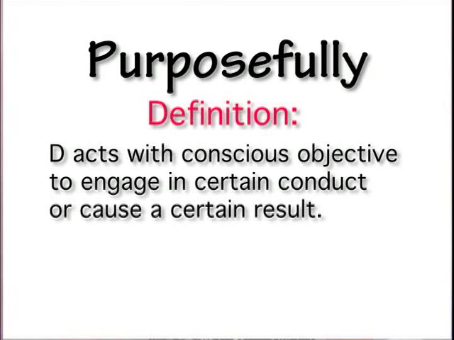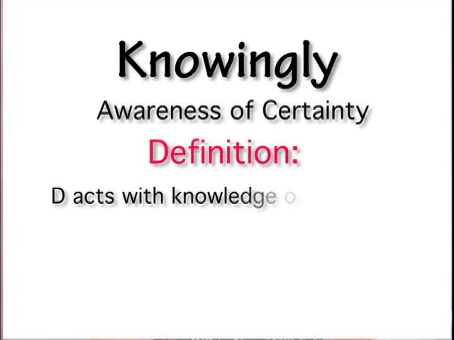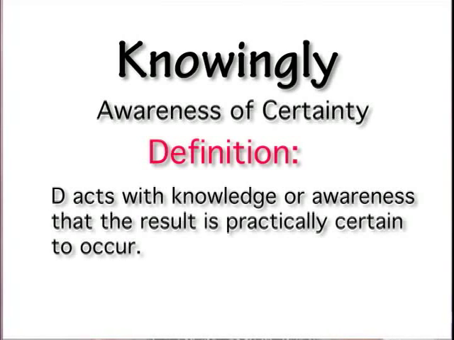Now let's move on to knowingly. Knowingly is basically awareness of certainty. Again, knowingly equates to awareness of certainty. So let's go over the definition of knowingly. The definition is where the defendant acts with the knowledge or awareness that a result is certain to occur.